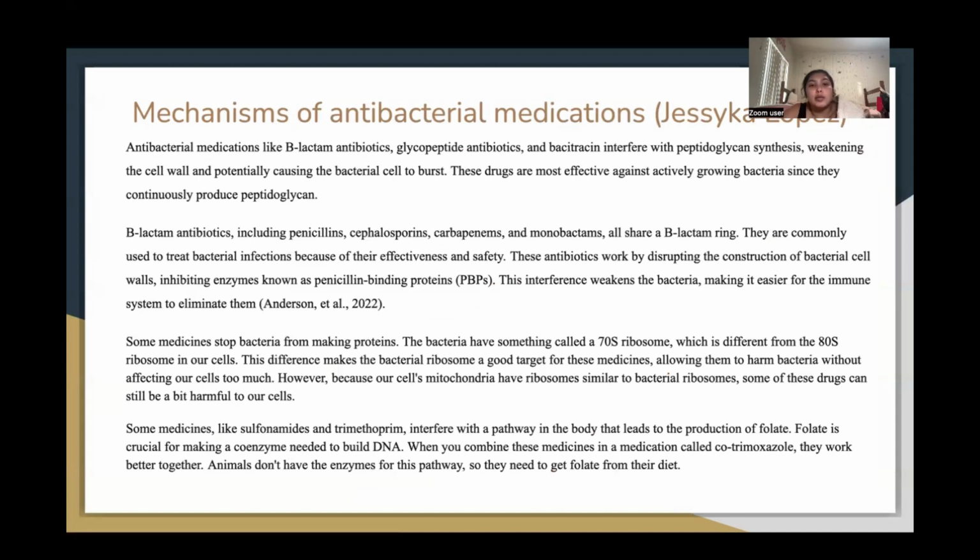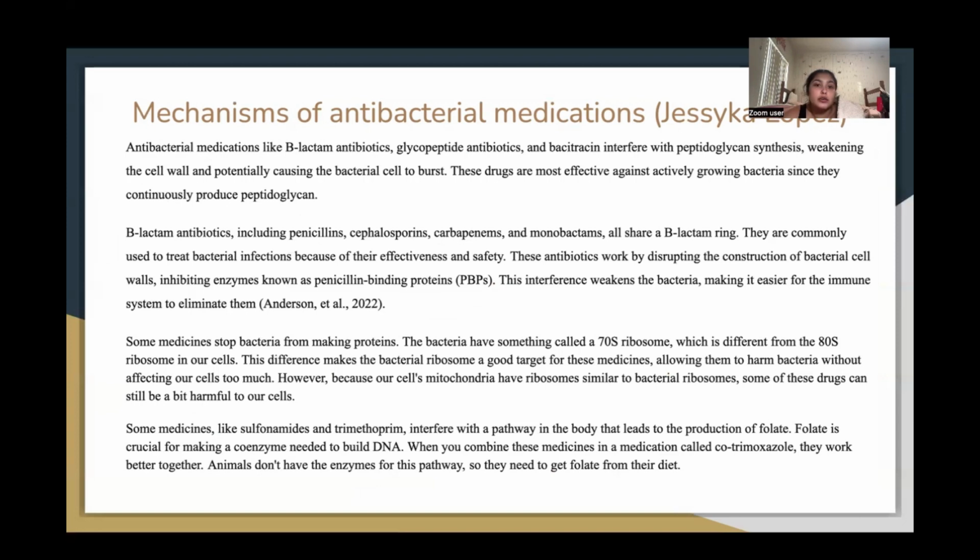Antibacterial medications like beta-lactam antibiotics, glycopeptide antibiotics, and bacitracin interfere with peptidoglycan synthesis, weakening the cell wall and potentially causing the bacterial cell to burst. These drugs are most effective against actively growing bacteria since they continually produce peptidoglycan.